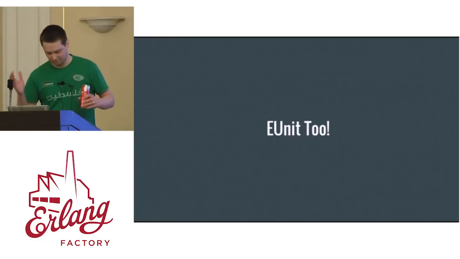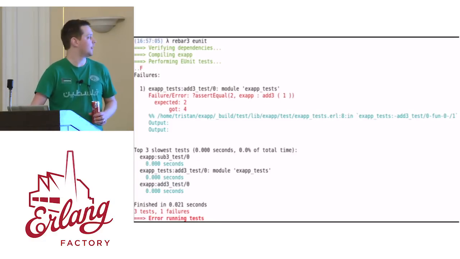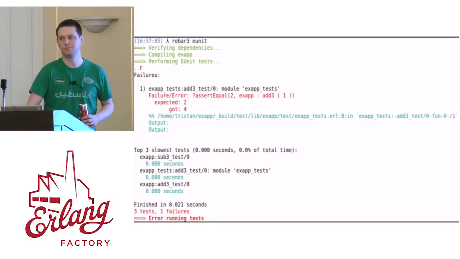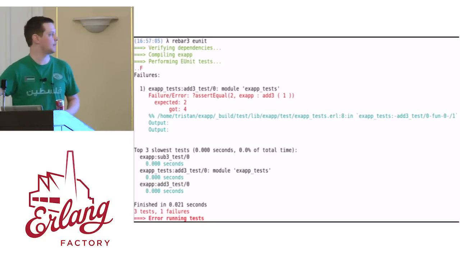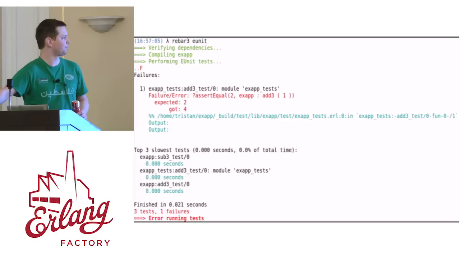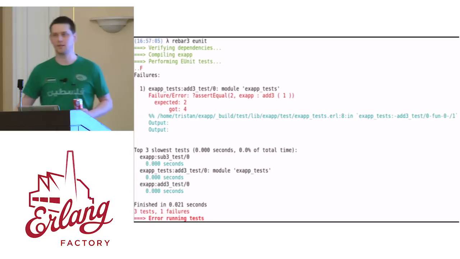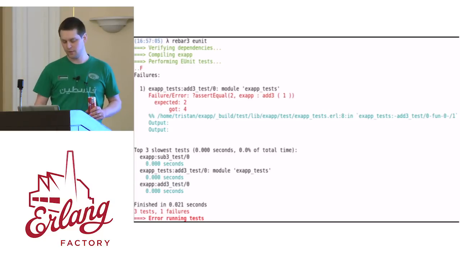EUnit, why not do it too? We included Sean's EUnit formatter by default. Obviously, you can turn it off. But by default, instead of having to include a secondary thing to make EUnit pretty, it will output your error messages in a nicely formatted way to say, I expected this, I got this, and give you just nice green dots if it passes, so you don't have to see a whole bunch of output when all you want to know is whether all your tests pass.